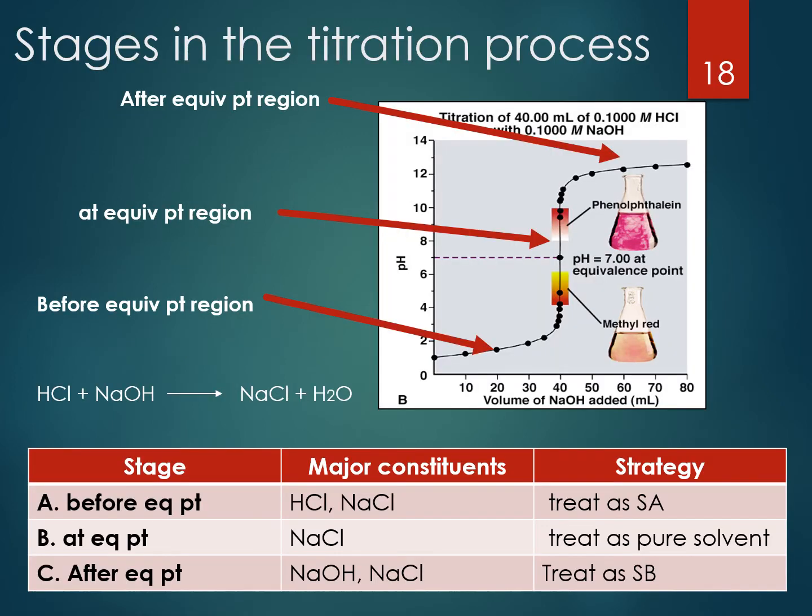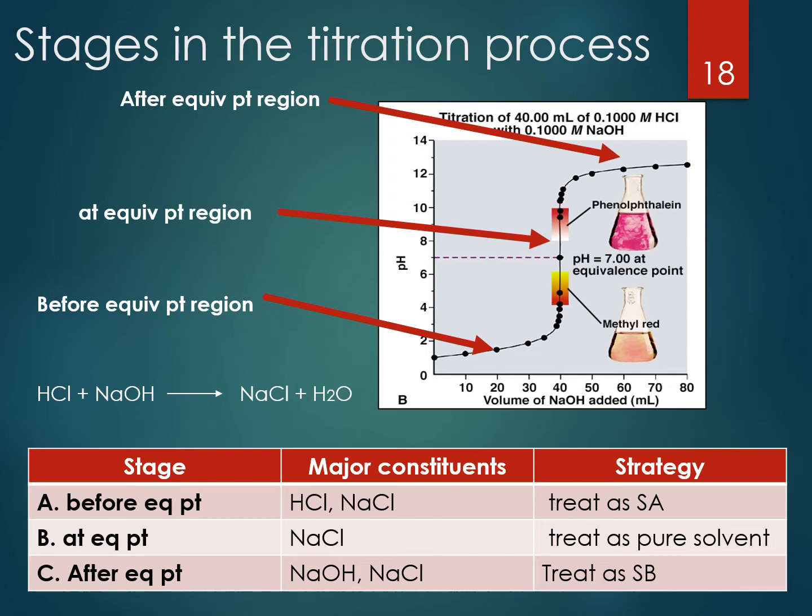So this is the titration curve of a typical strong acid, strong base. If you look at the figures, we have different regions. We have the region before the equivalence point, then the region at the equivalence point, and then the region after the equivalence point.